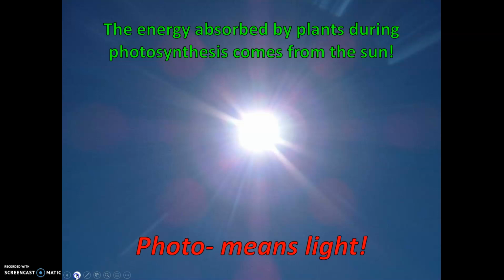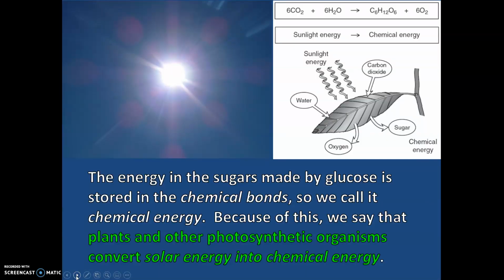So photo means light. And the energy in the sugars made by glucose is stored in the chemical bonds, so we call it chemical energy. Because of this, we say that plants and other photosynthetic organisms convert solar energy into chemical energy. So there are different types of energy, and here we're using two.